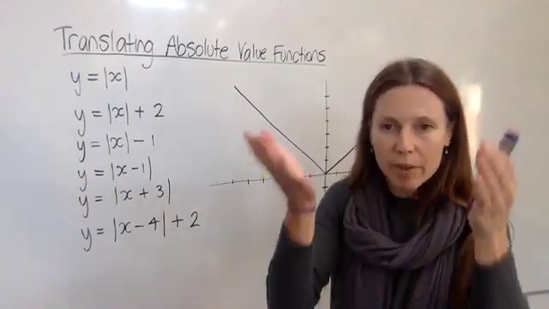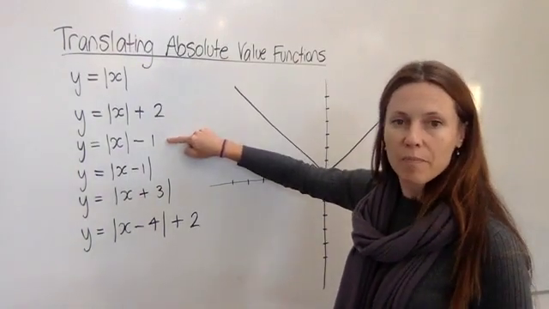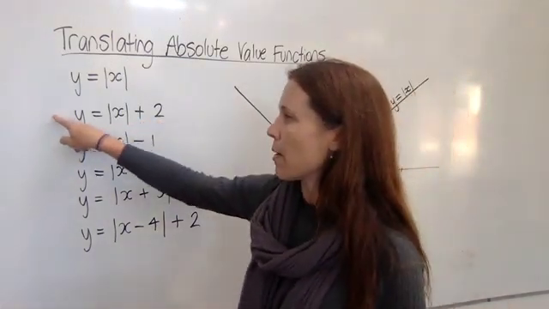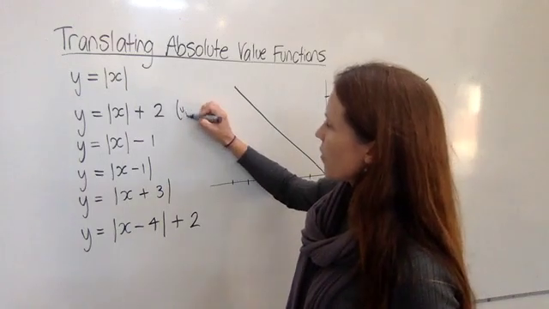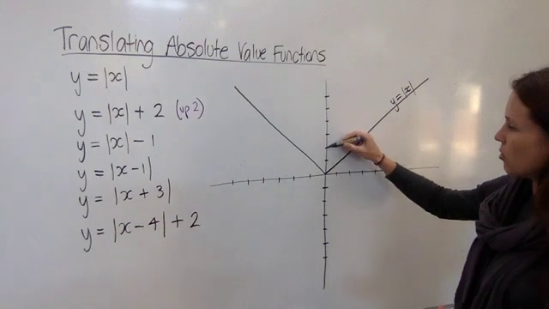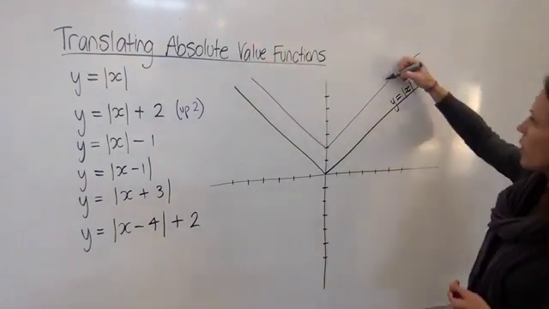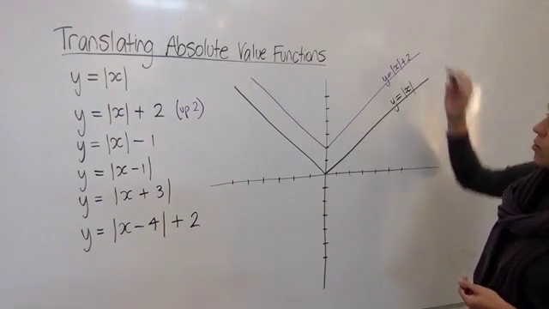We can move this up and down by just tacking onto the end a number. Now remember, if I'm adding 2 here, it'd just be like having y minus 2 over there. So this is going to lift our graph up 2. And if we want to draw that, just come up 2 and away you go. It looks just like that same v, but up there. We can label that absolute value of x plus 2.